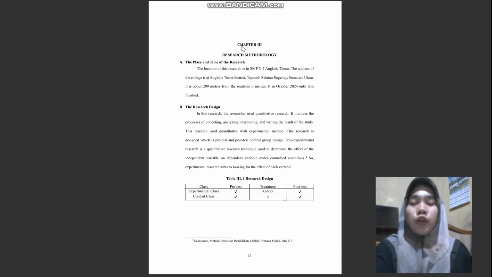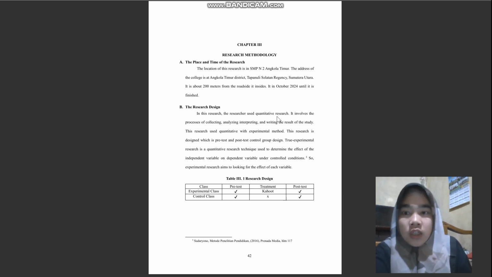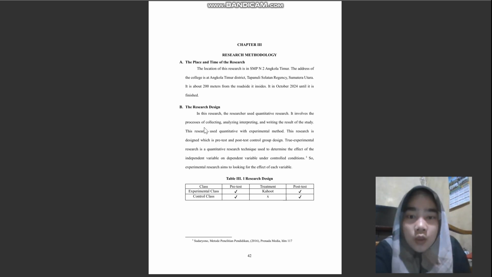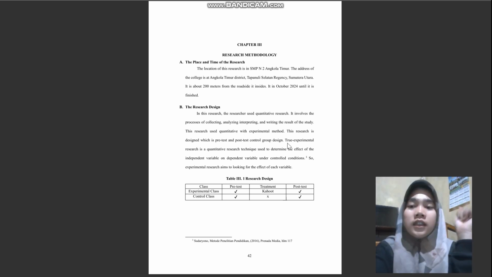So the next is methodology. Let's examine the methodology. This is crucial because it determines whether the findings are trustworthy. The first one is research design. The research used quantitative research. The research used a true experimental design with pre-test and post-test control group design. This is appropriate and strong.